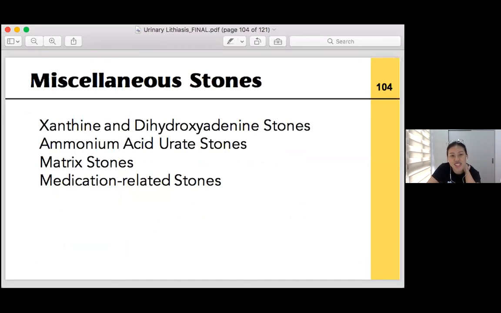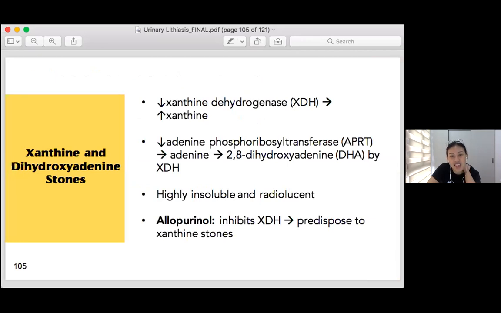So lastly, for miscellaneous stones, xanthine and dihydroxyadenine stones were found to be due to autosomal recessive disorders of purine metabolism. So an XDH deficiency leads to accumulation of xanthine, while an APRT deficiency leads to accumulation of adenine, which is turned into DHA by XDH. These stones are highly insoluble and radiolucent and can be mistaken for uric acid stones. Allopurinol, which also inhibits XDH, has been found to predispose to xanthine stones, although this side effect is quite uncommon.